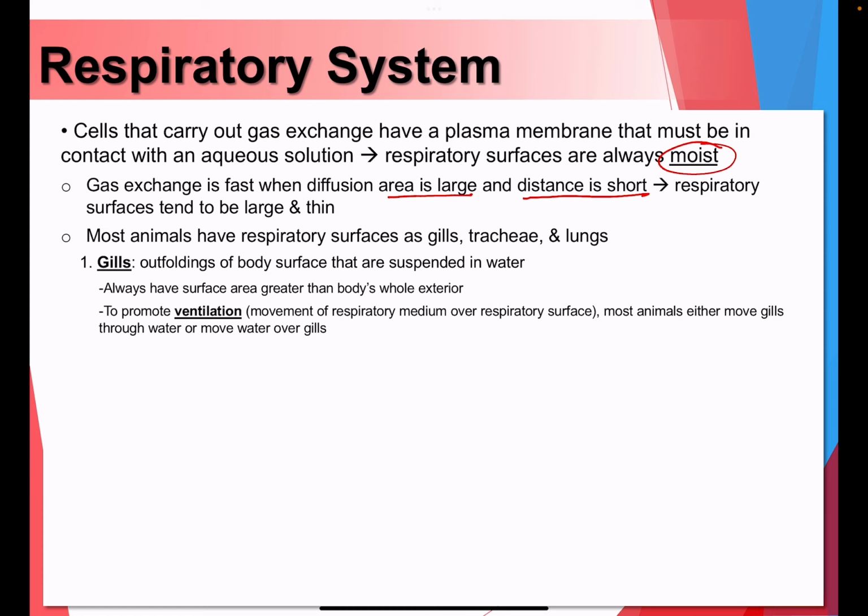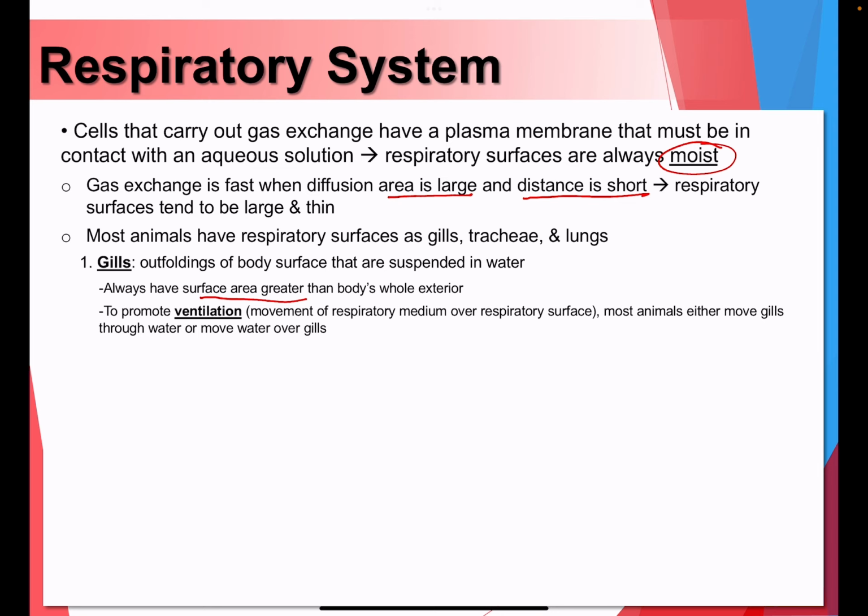Okay, so for closed circulatory systems, you're talking about the diffusion of blood to your interstitial fluid. So for animals, we have gills, trachea, and lungs for that purpose. For gills, these are actually outfoldings of the body surface that are suspended in the water. We already slightly talked about that when we were talking about vertebrates in the aquatic area. So they usually have, like I said, a surface area greater than the whole body's exterior.